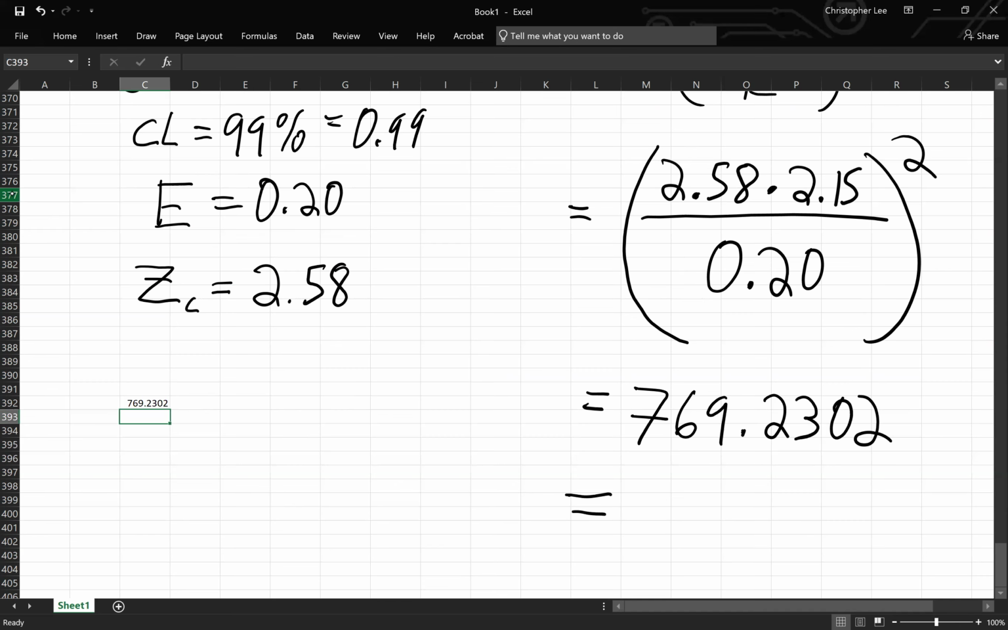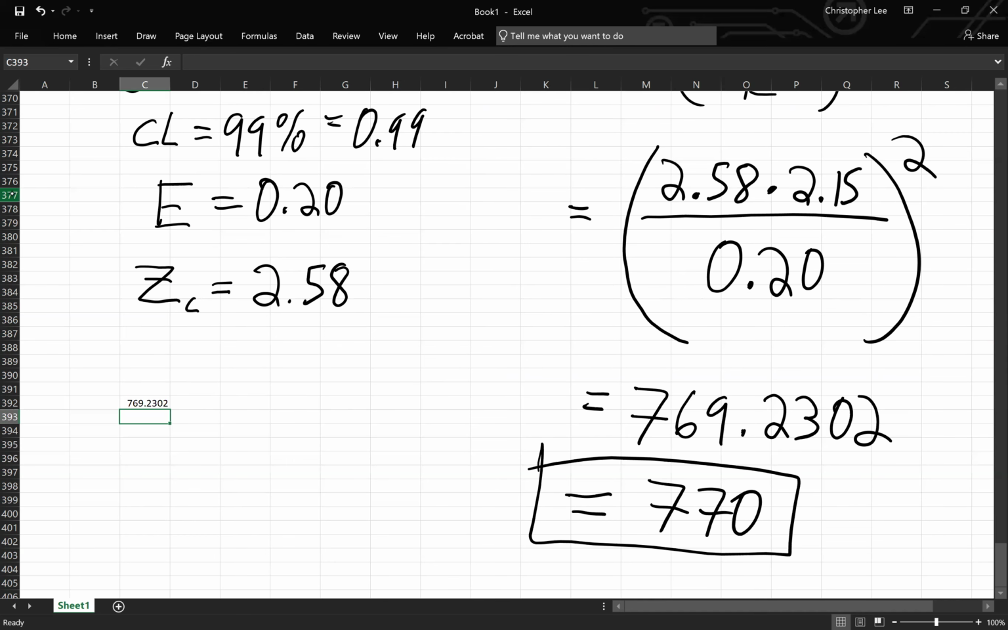So even though I have all these decimals, I'm not interested in that. Go to the next number. 770. That's my final answer. Because what is 0.32302 of a salmon? What does that even mean? The professor wants it to be 770, a whole number. I want to know how many salmon I have to capture to figure this out.